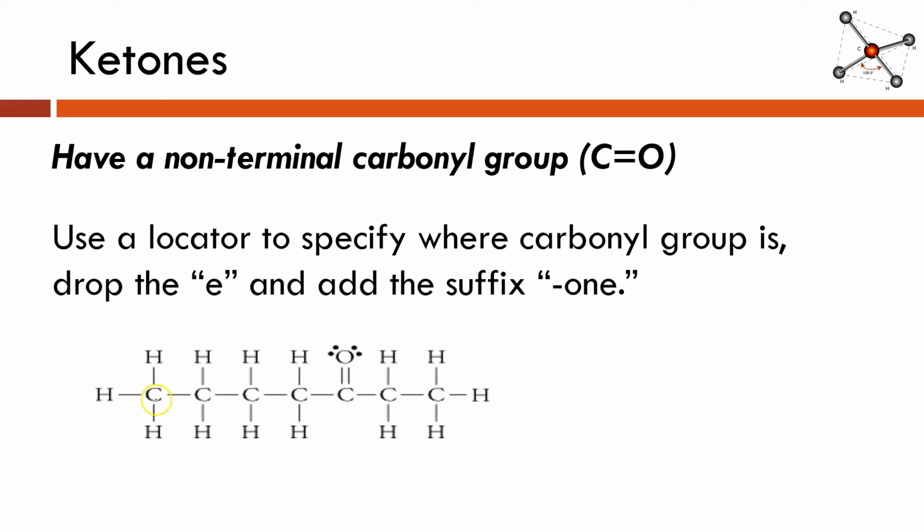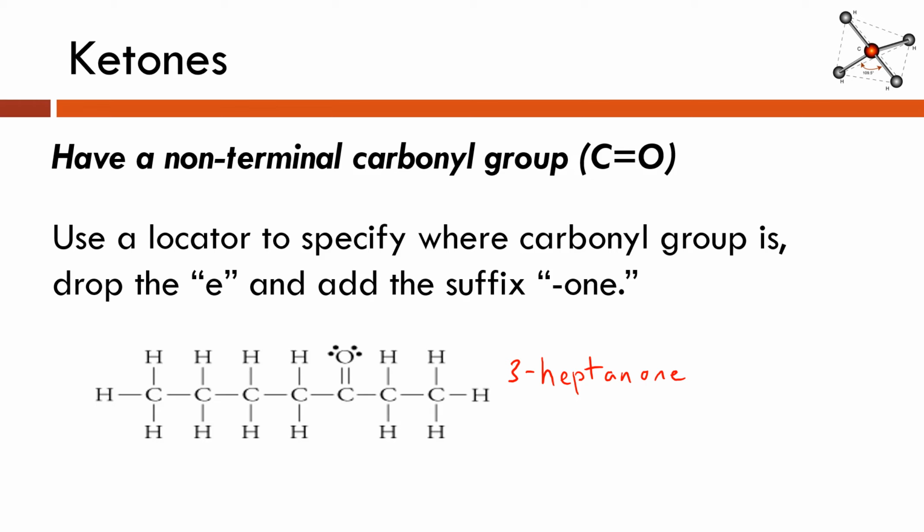So let's see, we've got 1, 2, 3, 4, 5, 6, 7 carbons. 7 carbons gives me a prefix of hept. It's an alkane, so that'd be heptane. I'm going to drop the E, add the suffix -one, and I've got to state what carbon it's on. Looks like I'm going to want a number from right over to left. This is 3-heptanone.